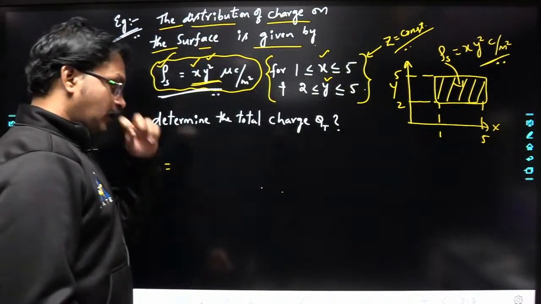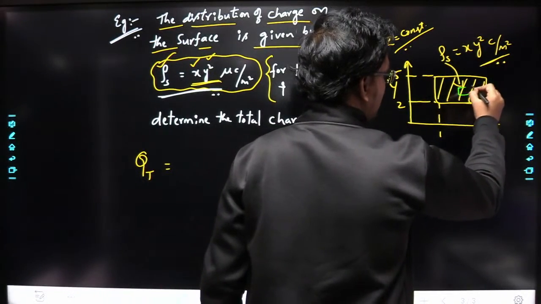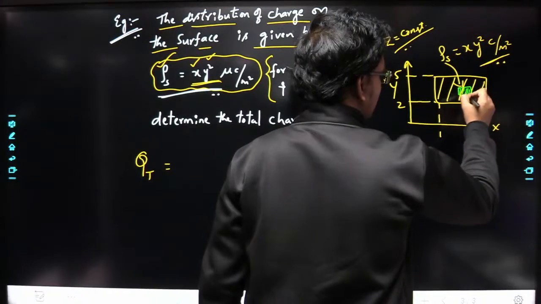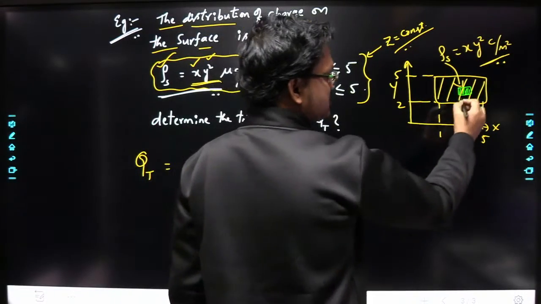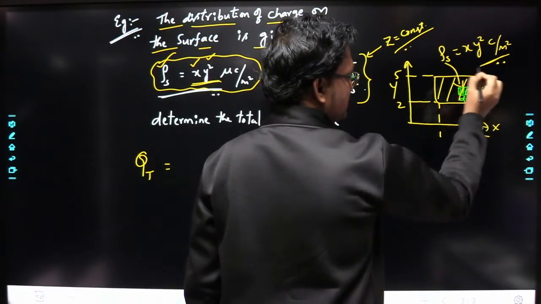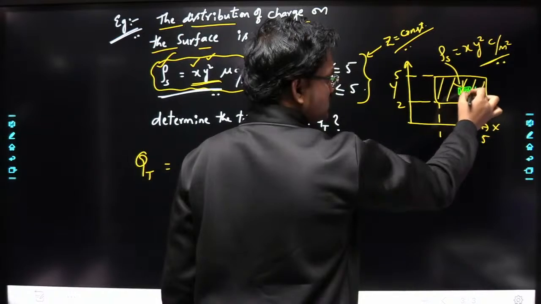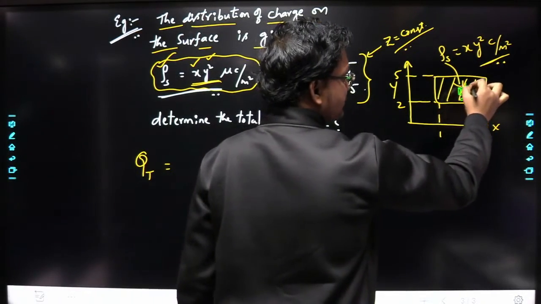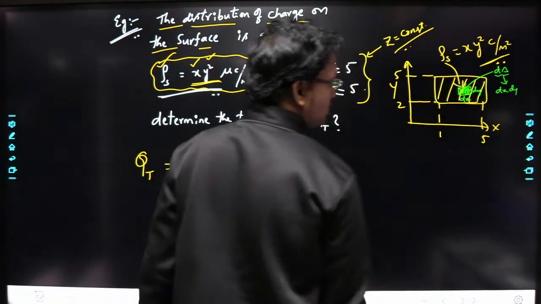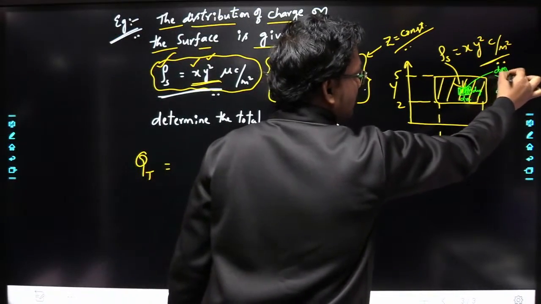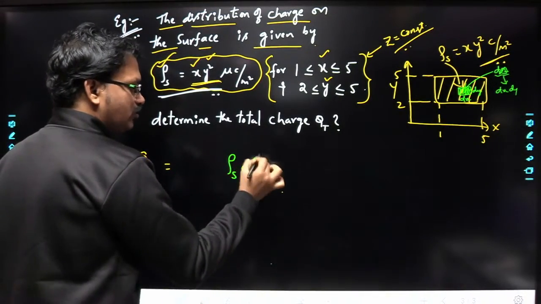Now if I consider a small differential area on this surface, what is a small differential area in the xy plane? It is nothing but dx dy. Yes or no? So what is the charge present over this small differential area? If I consider this differential area as dA, where dA is nothing but dx dy, the charge is rho s into dA.